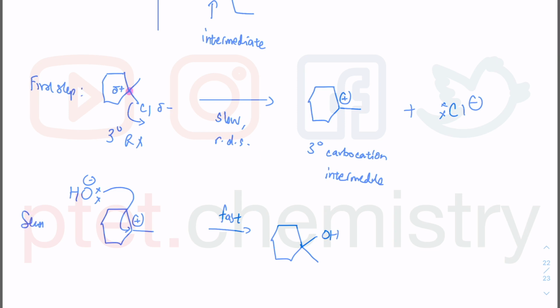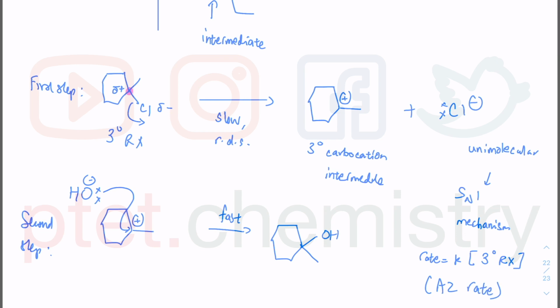This is the second step. This is called the SN1 mechanism because there's only one molecule involved in the slower step of the reaction. There's only one molecule involved in the rate determining step, which is the slow step of the reaction. So rate is equal to rate constant multiplied by the concentration of the tertiary halogenoalkane. More of this in the A2 rate of reaction topic.